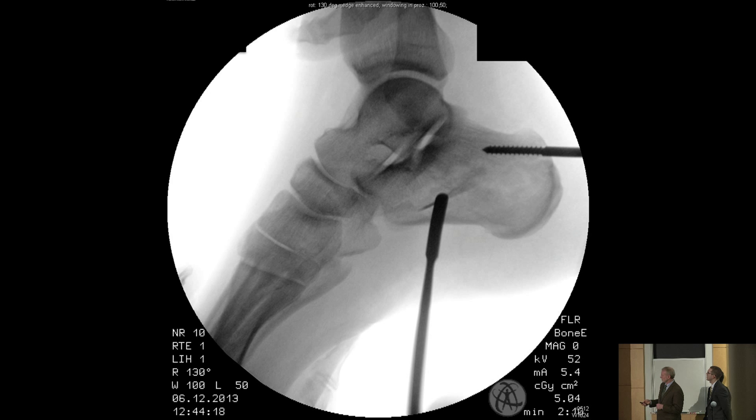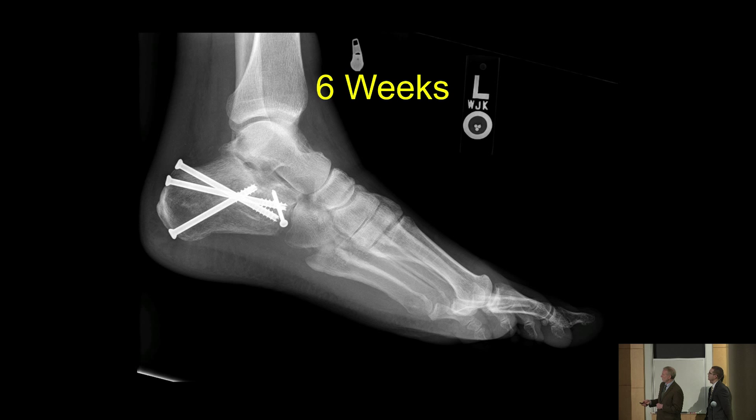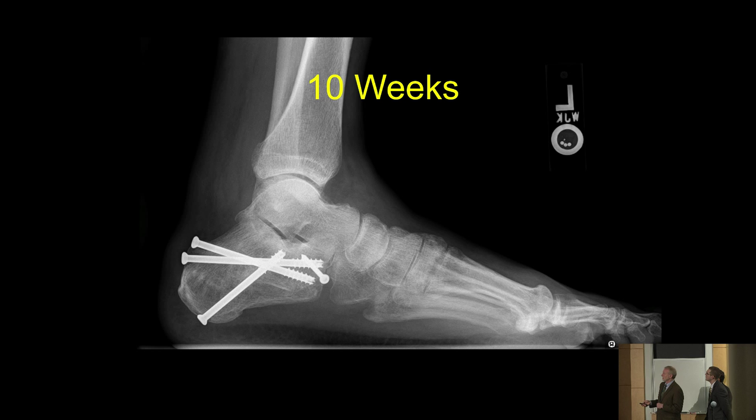The medial wall is restored. And it's not perfect. The anterior process piece is still up a little bit, but the facets are pretty good. The height is normal. And at 6 weeks, it's largely healed. And at 10 weeks, back to normal.